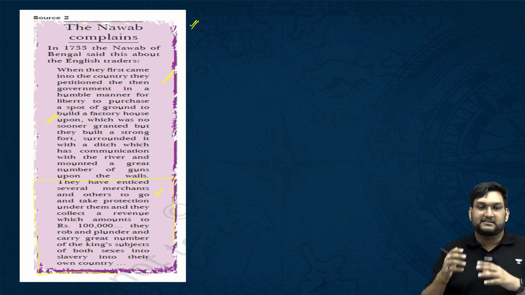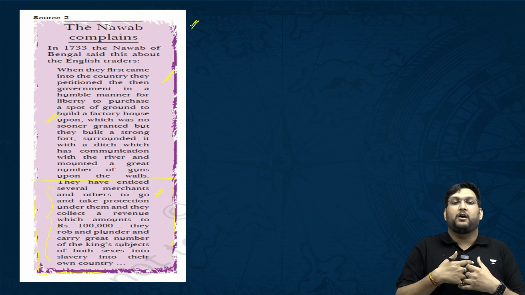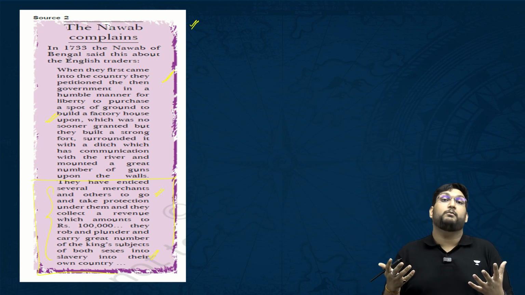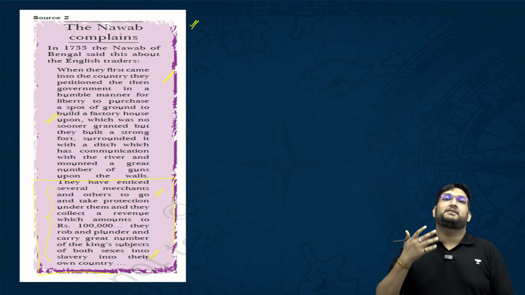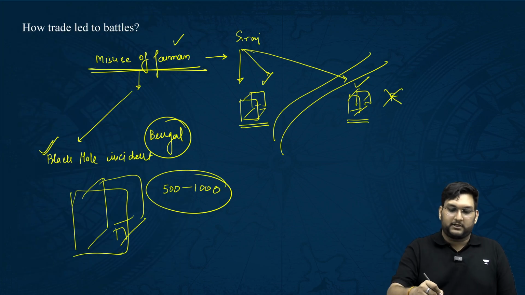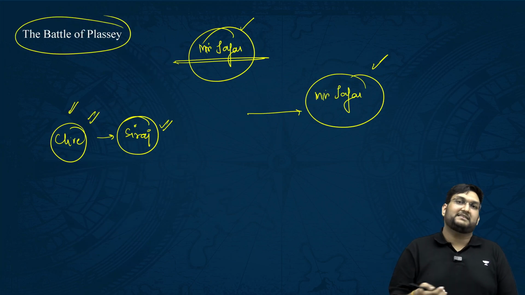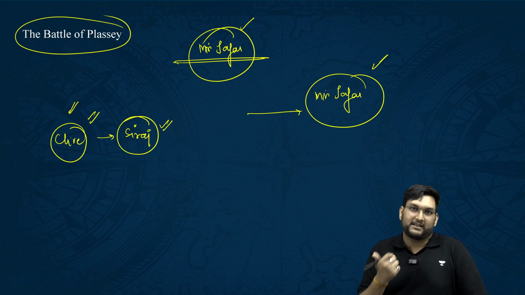Now they are enticing several merchants to come and stay within Fort William itself. They are now amassing a lot of wealth, a lot of revenue, on which they are not giving any form of taxes. And therefore, the basic anger was the loss of revenue. Loss of revenue will lead to the misuse of the farman, which was the main problem. Black Hole incident, Battle of Plassey, Mir Jafar conspiring against Sirajuddaula, and Sirajuddaula is killed.